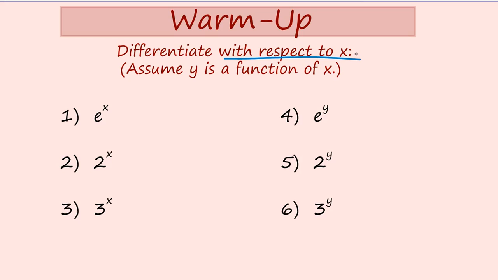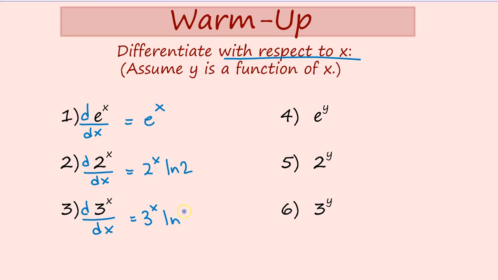So we know the derivative of e to the x with respect to x is just e to the x. And previously we learned, even though maybe we've forgotten because we don't use it very much, that the derivative of 2 to the x with respect to x is 2 to the x times the natural log of 2. And the derivative of 3 to the x is 3 to the x times the natural log of 3, etc. for any base. 4 to the x, it would be 4 to the x natural log of 4, and so on.